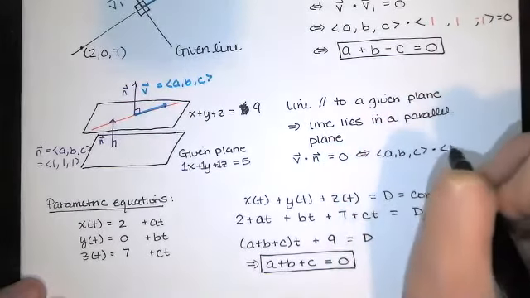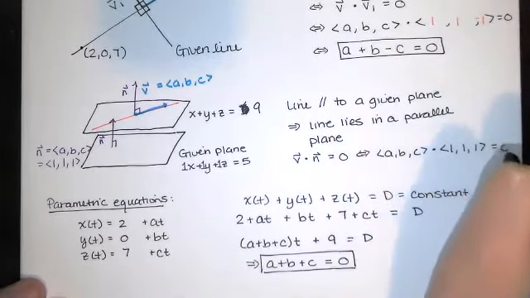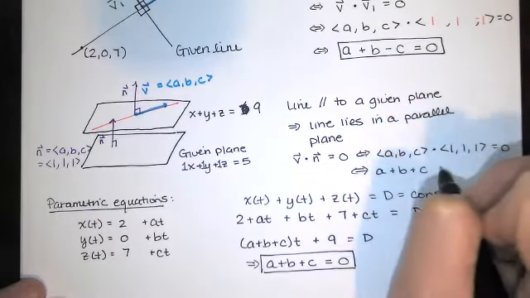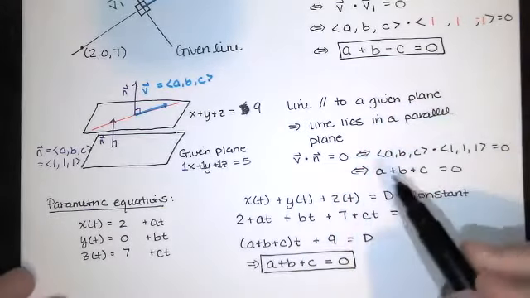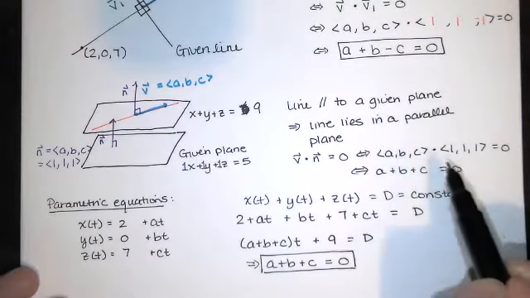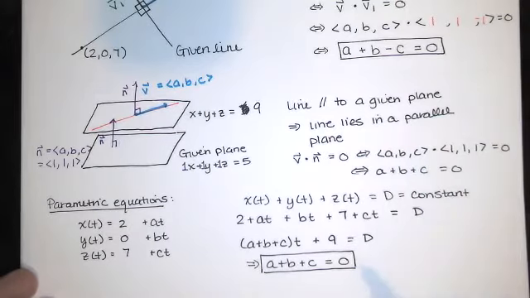And that means that this dot product is 0. And if that dot product is 0, that means a plus b plus c equals 0, because that's how we do dot products. We multiply and add, multiply and add, multiply and add, and then we get 0.